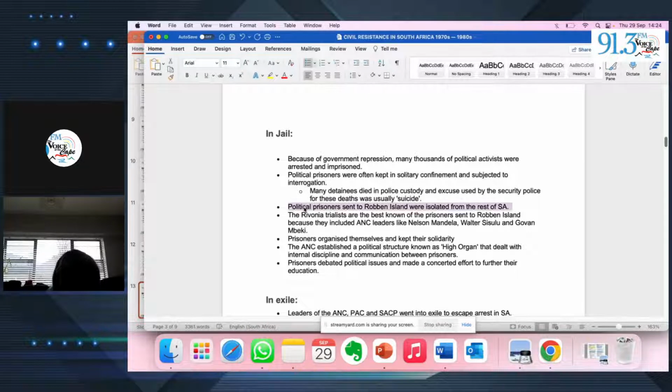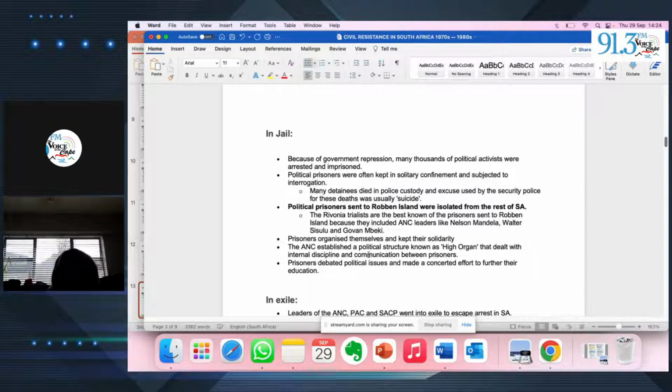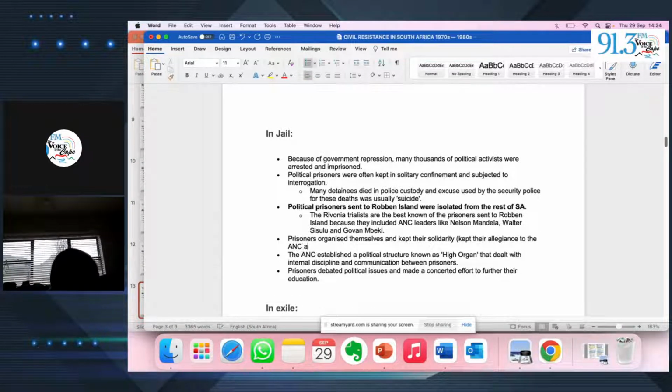Okay, and then you'll remember that political prisoners were sent to Robben Island and were isolated from the rest of Africa. The most popular ones would be Nelson Mandela, Walter Sisulu, and Thabo Mbeki. The prisoners in jail organized themselves and kept their solidarity, so they kept their allegiance to the ANC and each other. That's basically what it means to have solidarity.